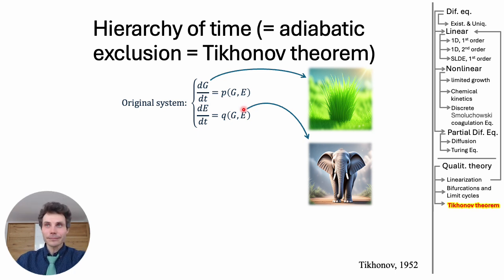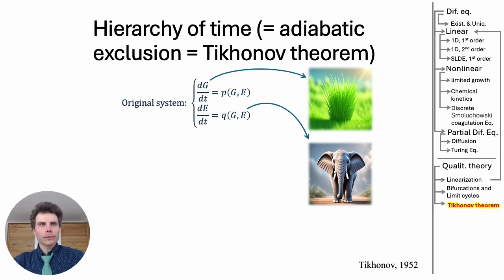So, okay, so there are elephants and there is grass. Let's examine the behavior of this situation at a small time scale. Oh, and actually, by the way, here is the reference to the original publication of Tikhonov. Again, the full bibliographic information will be given in the end of the presentation.